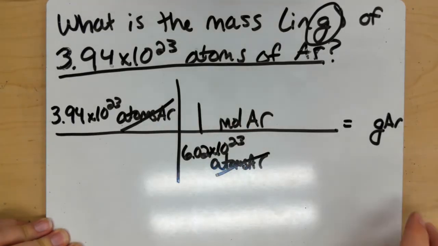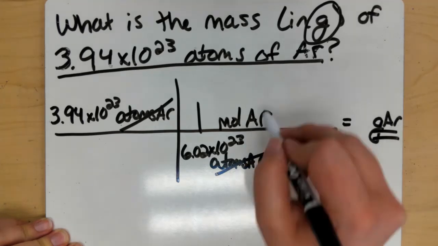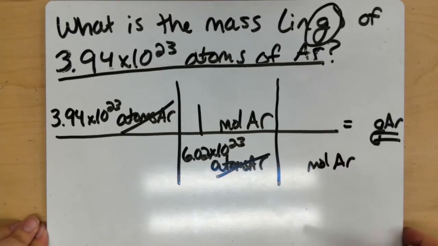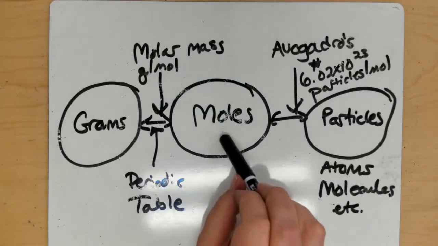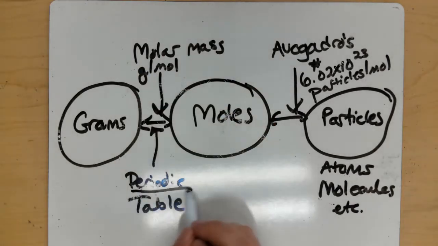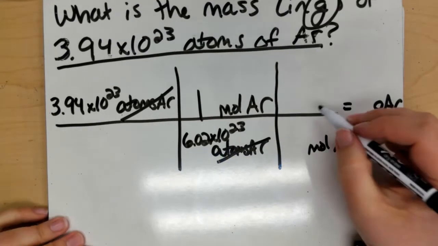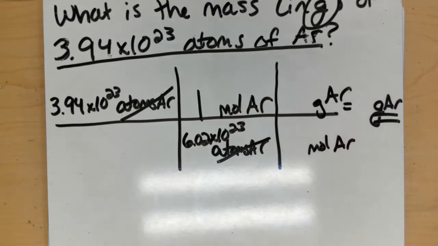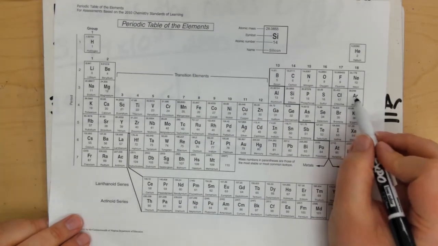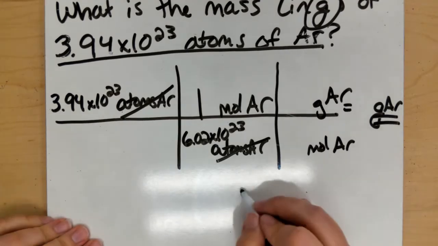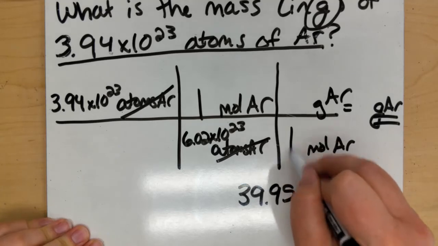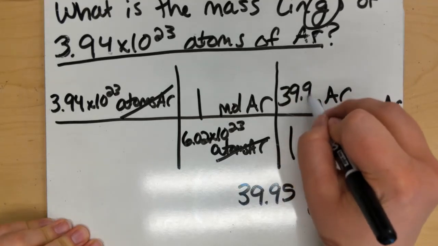All right, so now I have moles, but the problem is asking me for grams. So that means that I'm not done and I have to keep going. So I'm going to take moles and move it down. Now, I'm trying to get to grams. Can I convert from moles to grams? Well, yeah, absolutely, I can do that, and I just have to use the molar mass from the periodic table. So I'm going to put grams up here, and now I'm going to use my periodic table to find the molar mass of argon. So argon is over here, 39.95. So argon has 39.95 grams per mole, so that means in 1 mole, there are 39.95 grams.